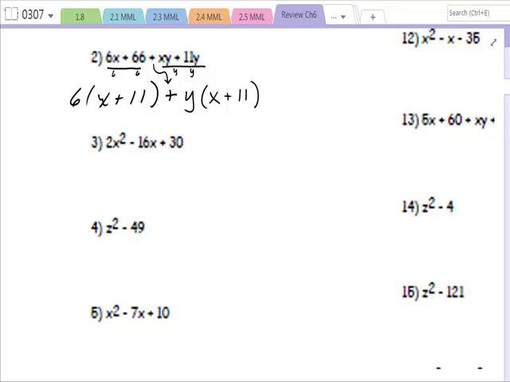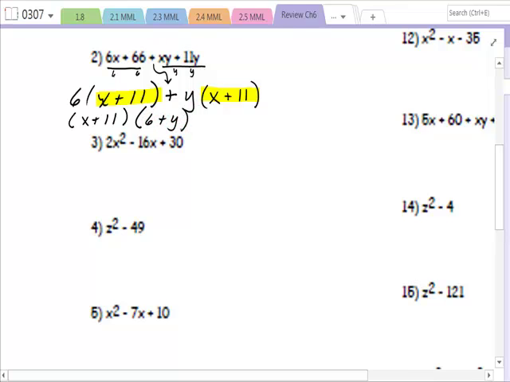If you're doing it right, you see a common binomial factor. Factor it out as x plus 11, and what's the other factor? 6 plus y. And it's gotten a little bit crowded, but is that okay? You can check it with FOIL.